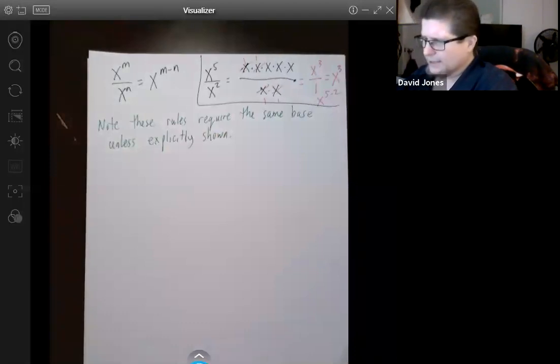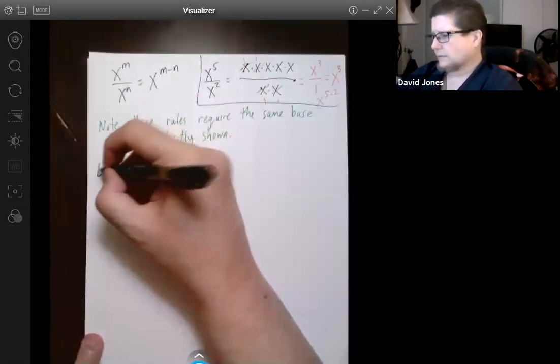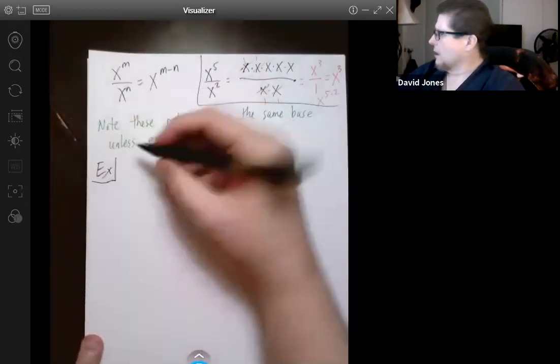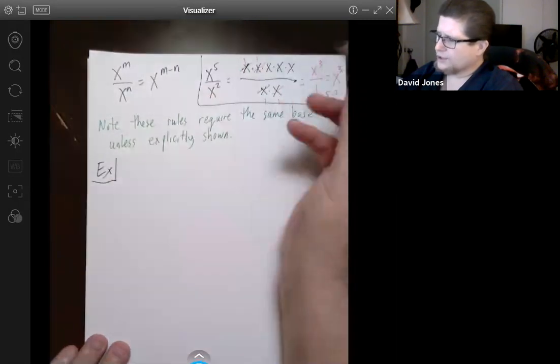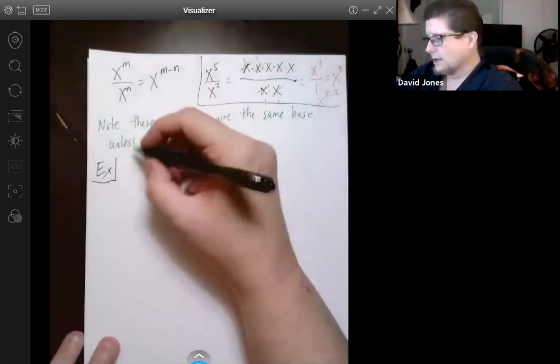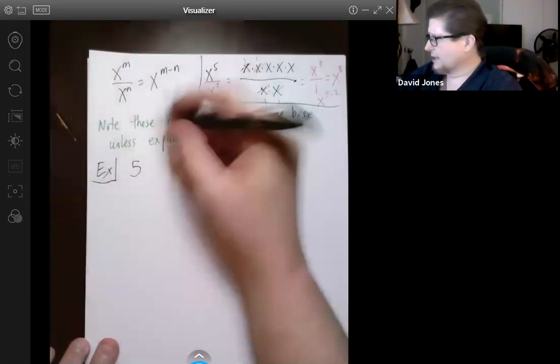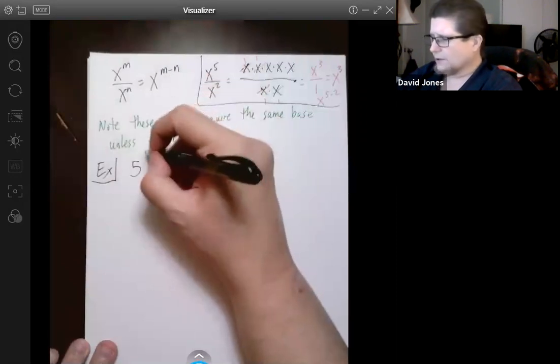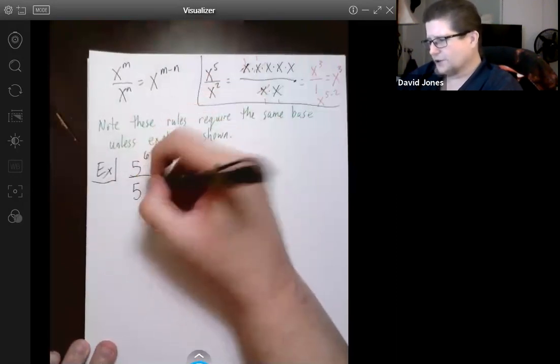Let me give you guys some examples to try out. How about you guys do 5 to the 6th power over 5 cubed?